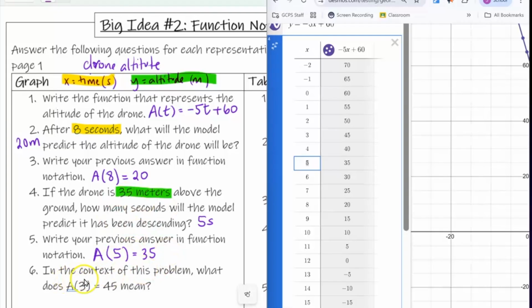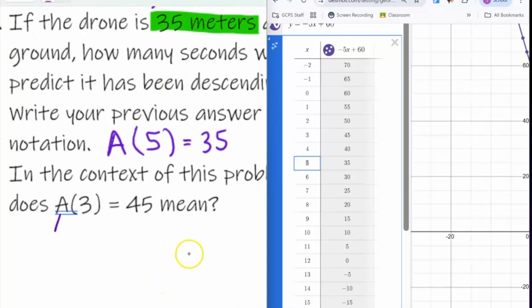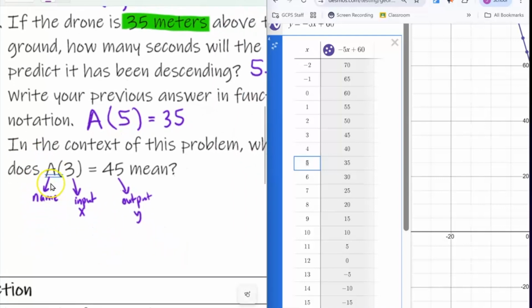Finally, the last question, in the context of this problem, what does a of 3 equals 45 mean? So remember, this is my name, and I'm going to write some notes. So write some notes for you. This is your name. This is your input, which is usually x, and this is your output, which is y. So it's the same thing you've been doing in 8th grade. You know what x is, you know what y is. The only thing we're really adding on is the name.